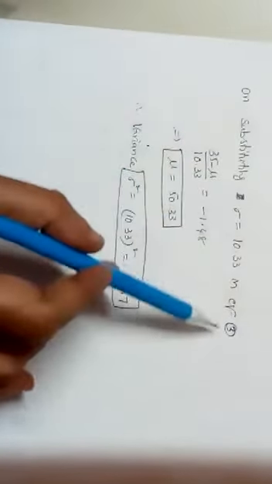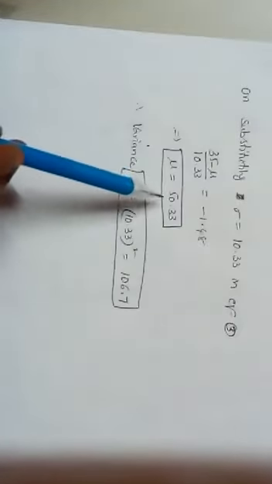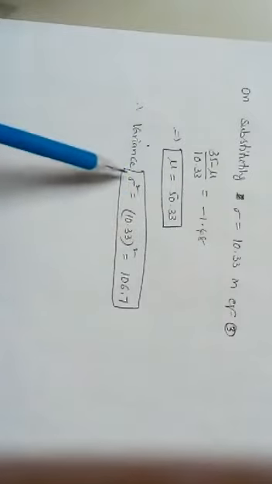So on substituting sigma is equal to 10.33 in equation 3, and that equation is like this. So by calculating this, you will get mu is equal to 50.33, and the variance sigma square is 106.7.